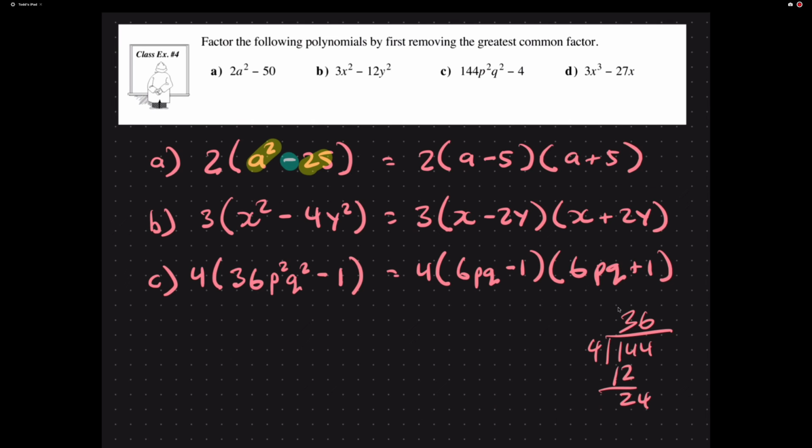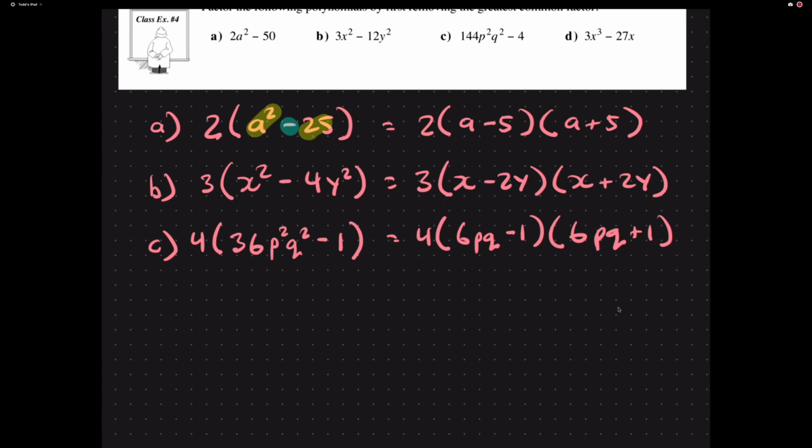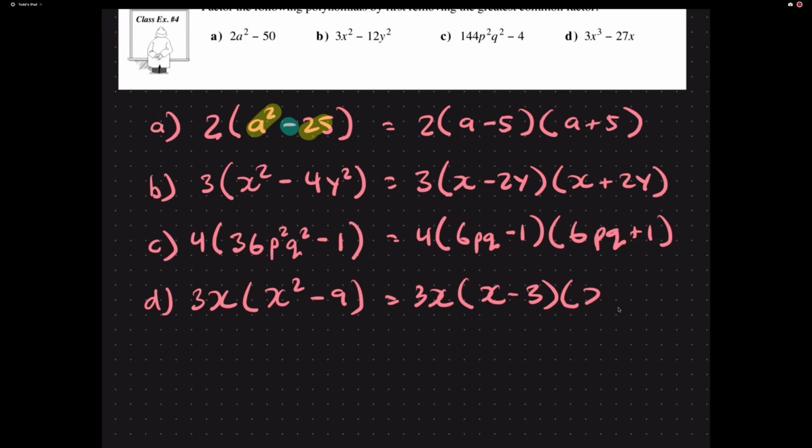All right, and on to the last one. It says we have letter D, 3x cubed minus 27x. So right now I have to pull out a 3 and pull out an x. So pull out a 3x, leaving me with x squared minus 9, and that can break down into x minus 3 and x plus 3. There we go. All the examples are done.